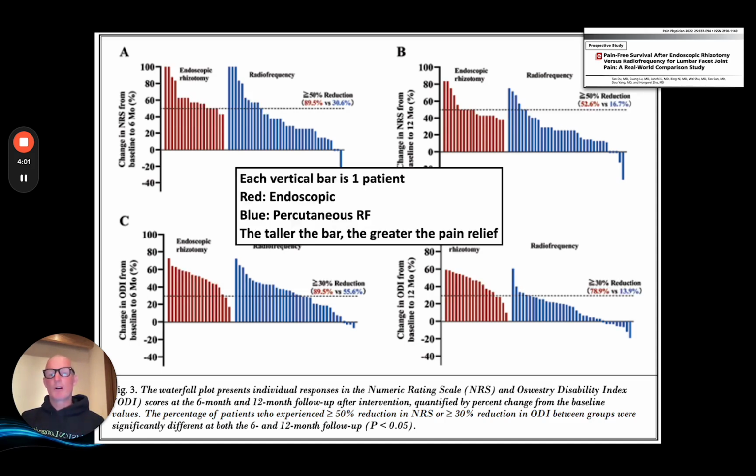Each vertical bar is one patient, representing a waterfall plot of their clinical results. The red patients are endoscopic, the blue patients are percutaneous radiofrequency ablations, and the take-home message is that the taller the bar, the greater the pain relief. So for example, in the endoscopic group shown in red, 2 patients were able to achieve 100% pain relief, indicating that their visual analog pain score went from 10 out of 10 to 0 out of 10, or 8 out of 10 to 0 out of 10, for example.